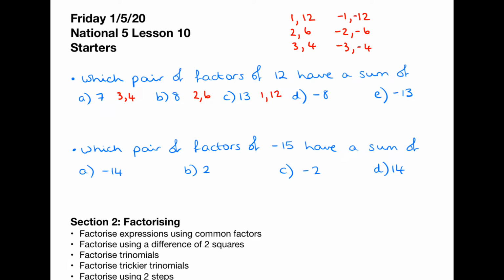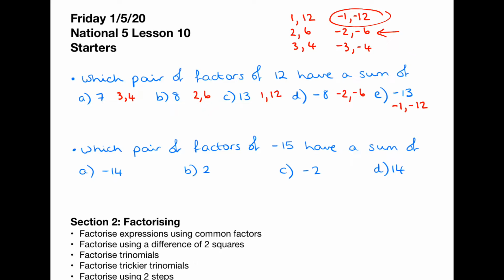Okay, and then if we look and see which pair adds up to negative 8, we can see that it's the middle pair in this new set of factors. So negative 2 and negative 6 add up to give negative 8 and multiply together to give positive 12. And then for the negative 13, we can see that it's the top pair there. So negative 1 add negative 12 makes negative 13, but negative 1 times negative 12 makes positive 12.